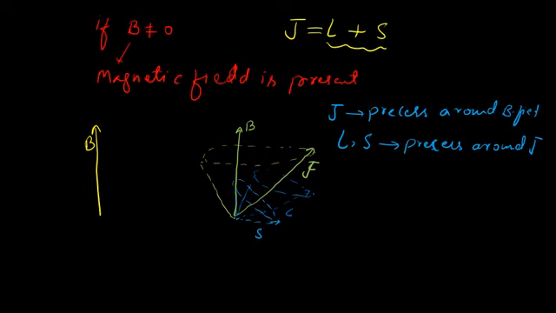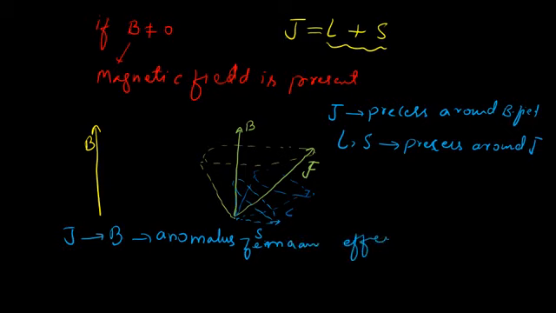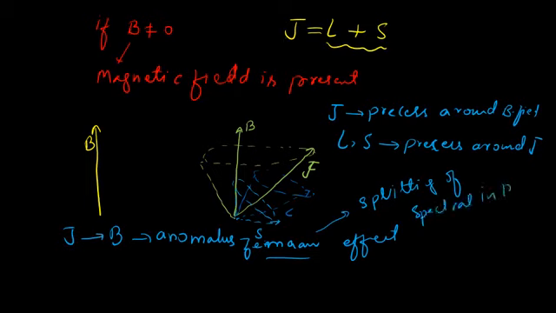So what will be the effect of the external magnetic field? The precession of J, the total angular momentum, around the B field gives rise to the anomalous Zeeman effect. And you know that the Zeeman effect is the splitting of spectral lines in the presence of a magnetic field.